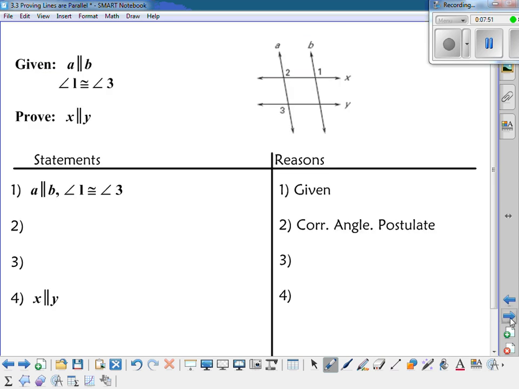Next, we're going to look at a proof. And we're going to be using the corresponding angles postulate, which I've already written that reason in. And we're also going to be using a converse in this one. So before I go on, go ahead and pause the video so you can get this written down. And then when you're done copying it, restart the video.